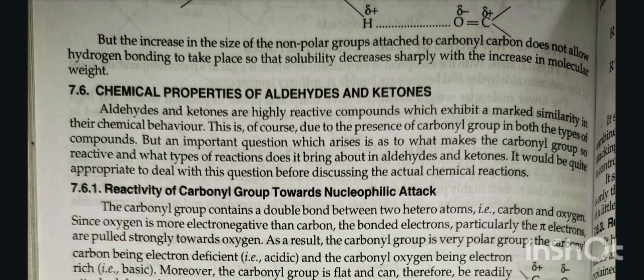But the increase in the size of the non-polar group attached to the carbon atom does not allow hydrogen bonds to take place, so the solubility decreases sharply with the increase in molecular weight.